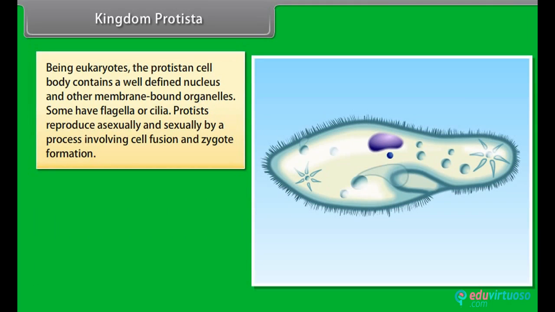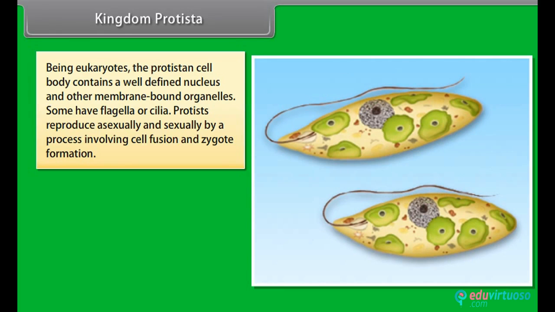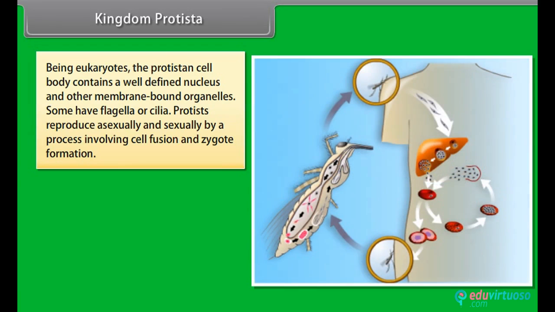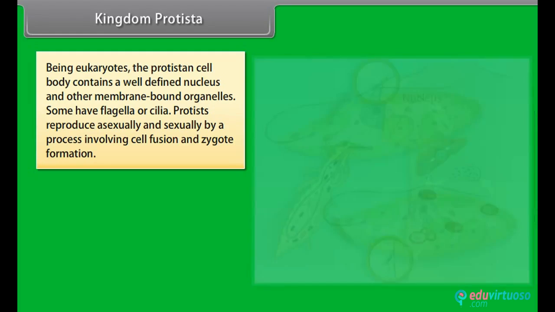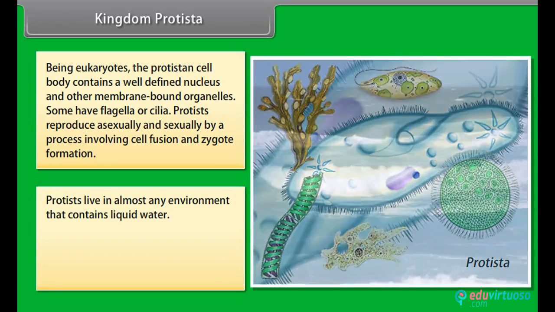Being eukaryotes, the protistan cell body contains a well-defined nucleus and other membrane-bound organelles. Some have flagella or cilia. Protists reproduce asexually and sexually by a process involving cell fusion and zygote formation. Protists live in almost any environment that contains liquid water.